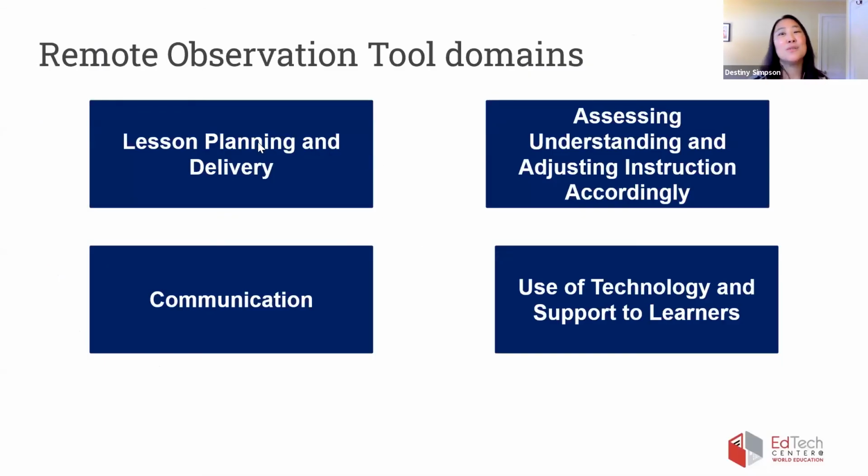So the observation tool has 4 different domains. And if you're familiar with the LINCS adult teacher competencies, these are going to seem very familiar to you, at least 3 of them will. Lesson planning and delivery, assessing understanding and adjusting instruction accordingly, communication, and the use of technology to support learners. So these 3 are very similar to what you'll see in the LINCS adult teacher competencies, if those happen to be something that your program's using.